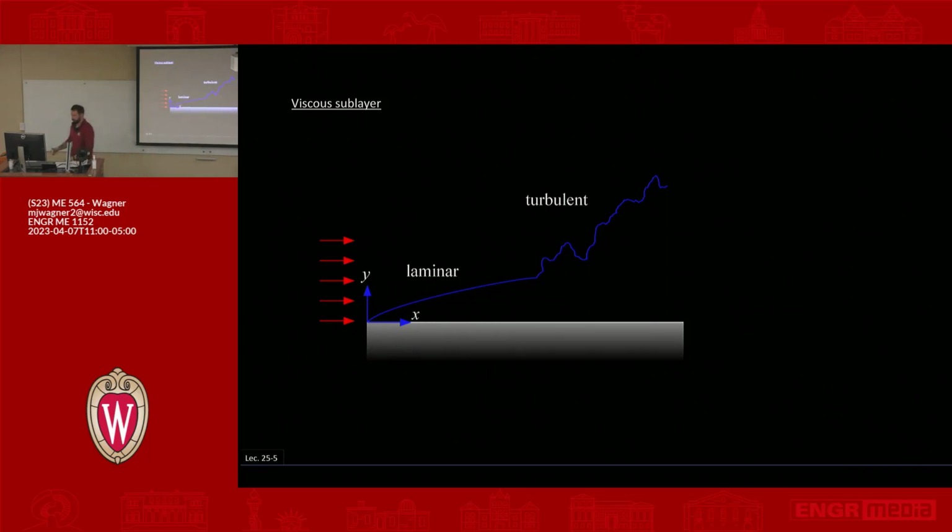So if we sketch it out, it looks something like this. Right, you have this laminar growth here. Then we have this transition region. And then you have this viscous sublayer that kind of does this. Right, so this is our viscous sublayer.